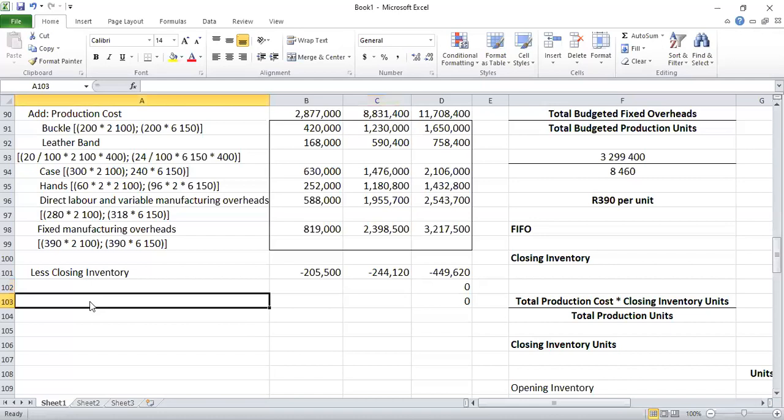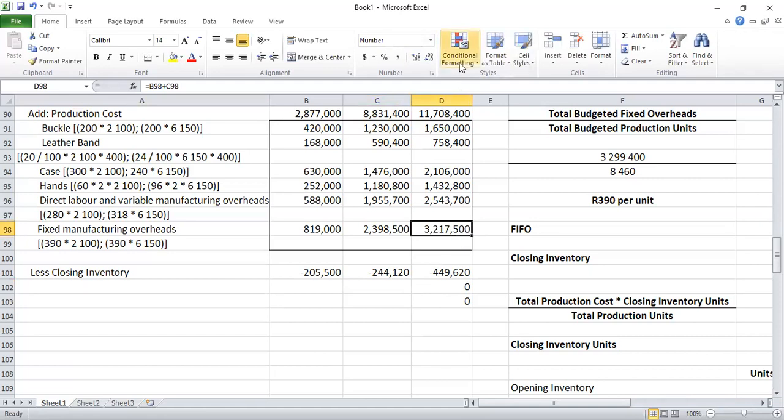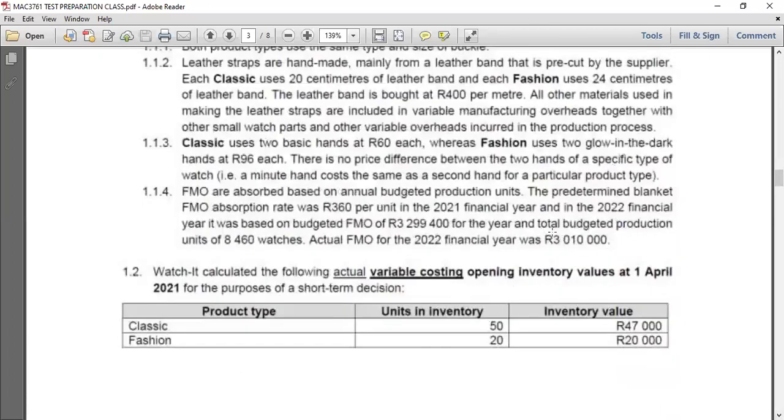Then the next thing is over or under absorption. Our overheads here, which we absorbed, are 3,217,500. Normally the over or under absorption, we only take it to the total. We don't allocate it to the products. This is where we compare our absorbed to the actual. The actual overheads were 3,010,000. So we absorbed too much overheads, so it's called an over absorption.